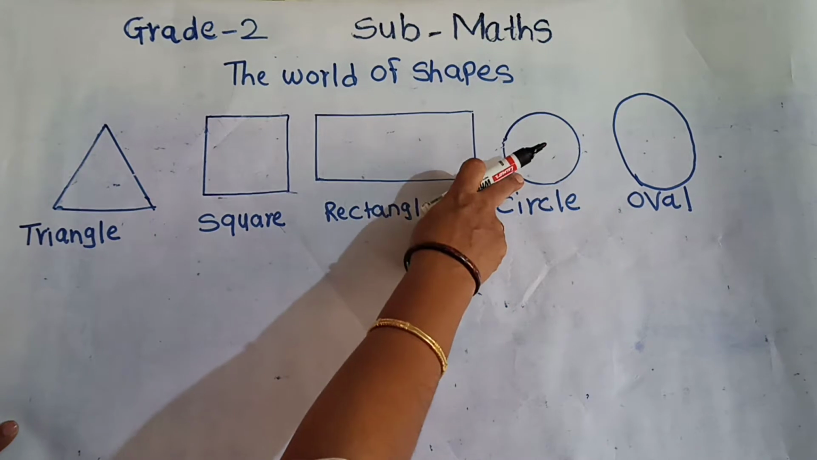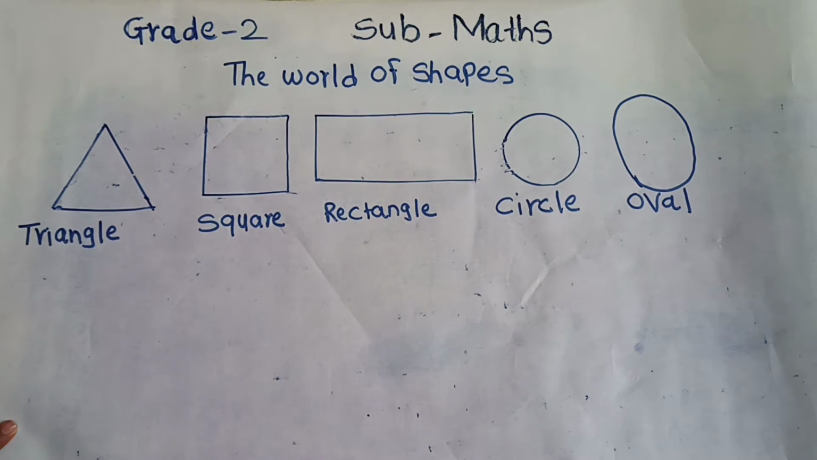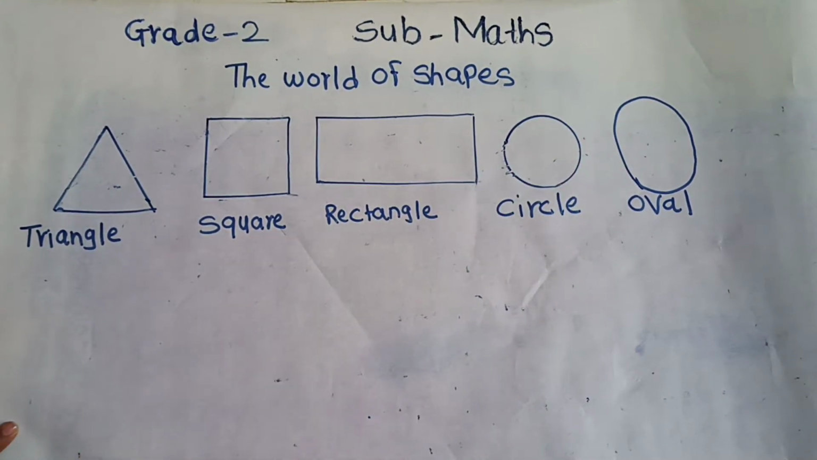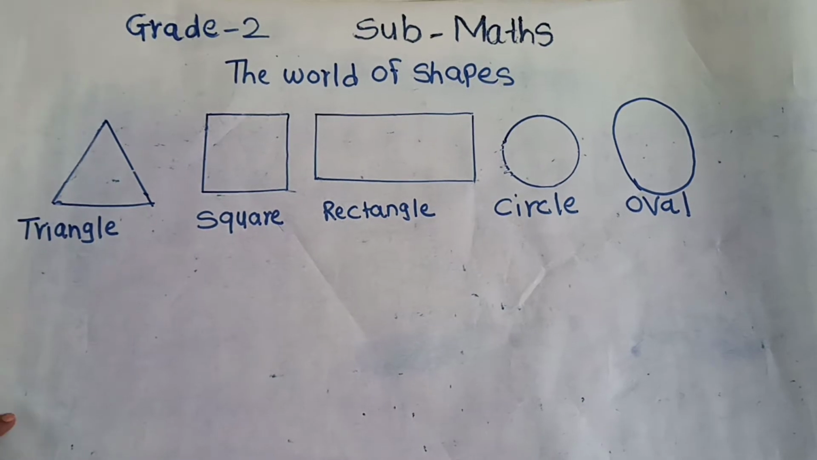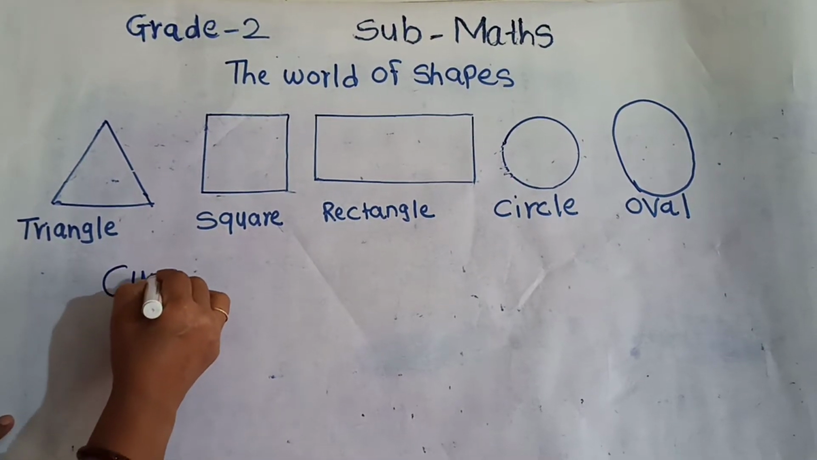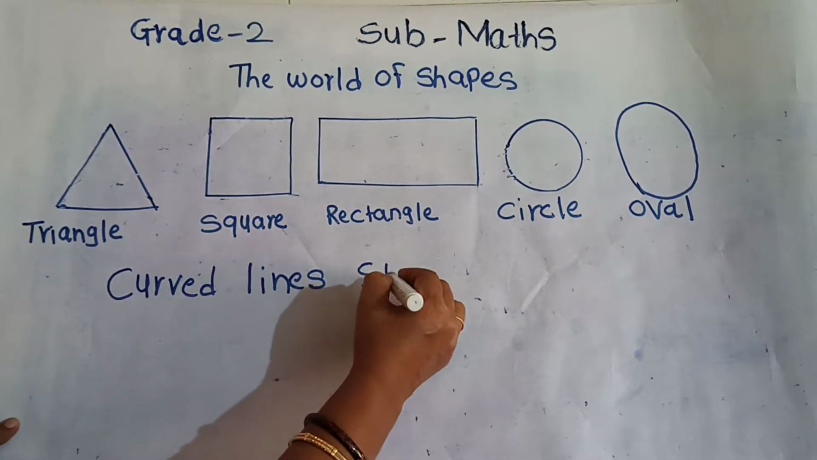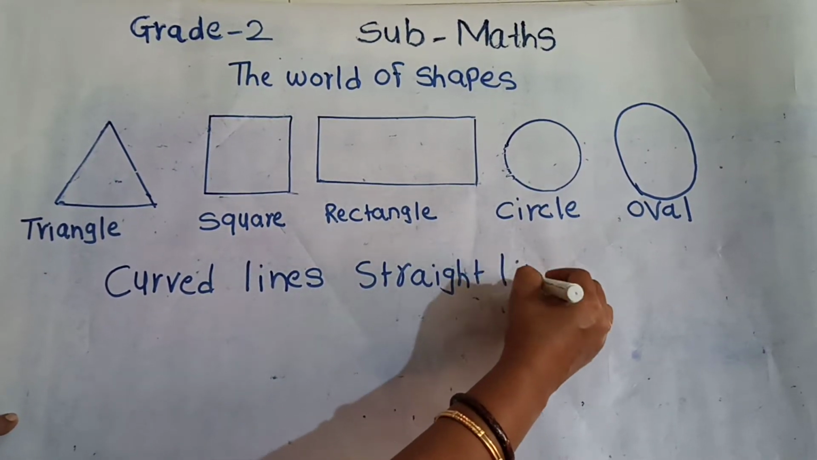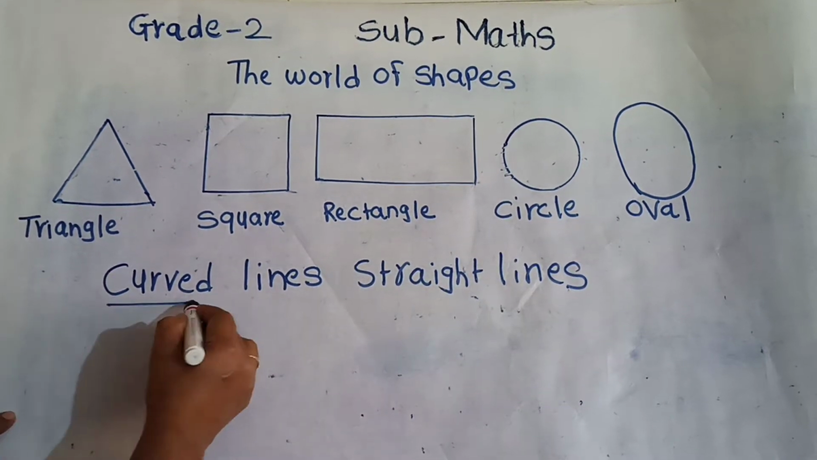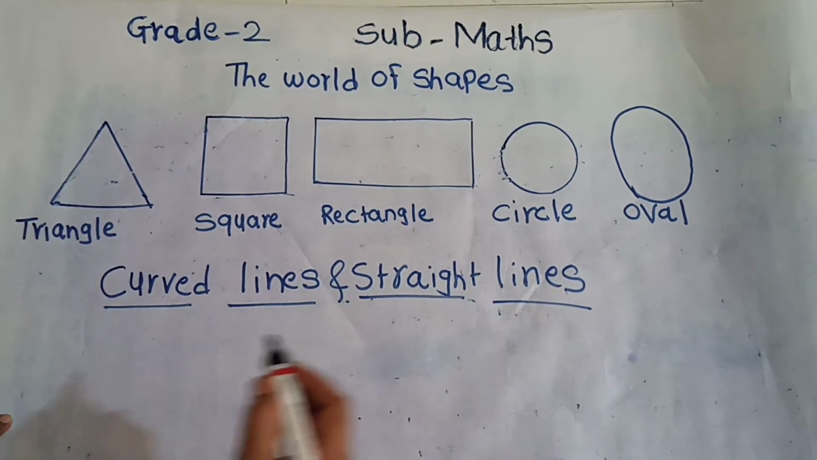Okay, and this is a circle. Circle has no sides and no corners. Oval also has no sides and no corners. You know this? Now we will see curve lines and straight lines. Okay. Curve lines and straight lines. Okay, children?